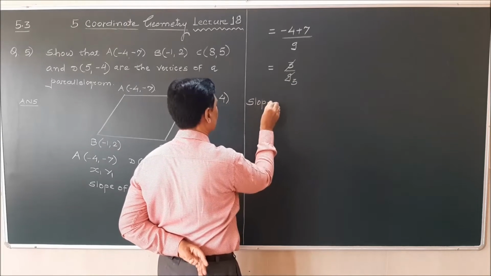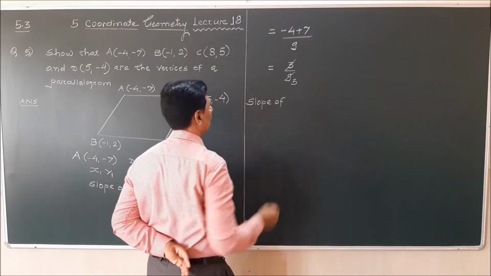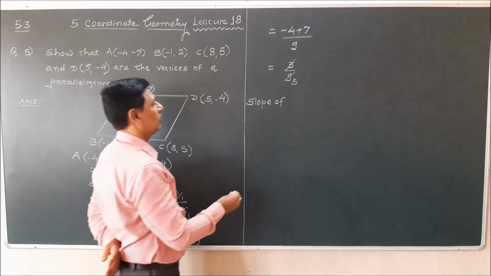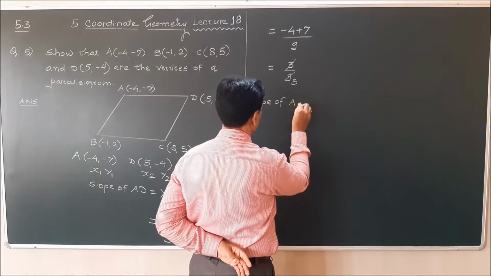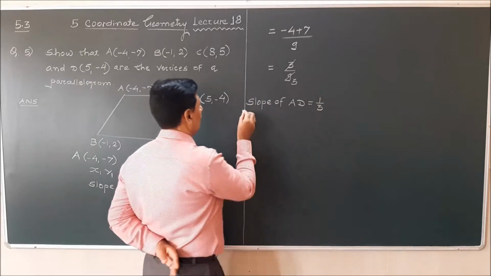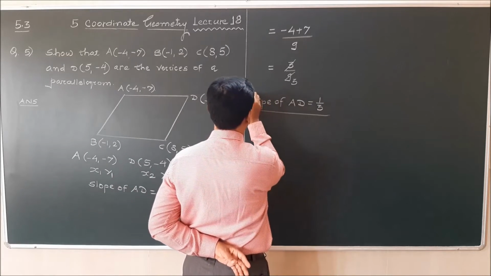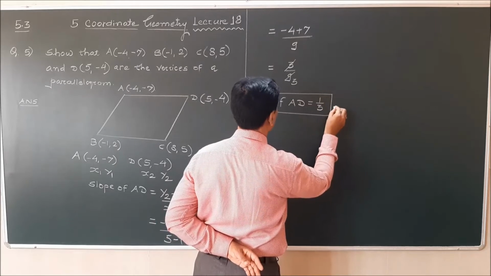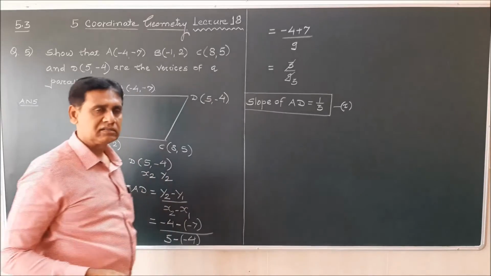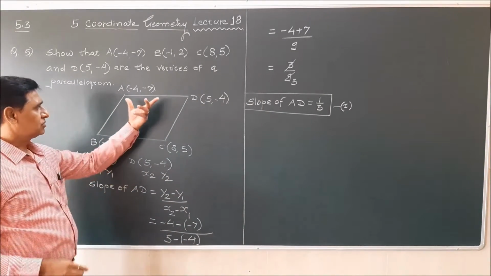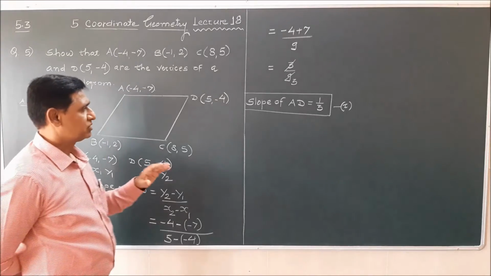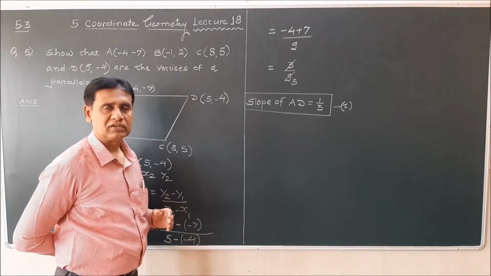This is how we got slope of AD as 1 upon 3. I'm going to label this as 1. So this is how you will find the slope of AD by using the slope formula y2 minus y1 upon x2 minus x1.